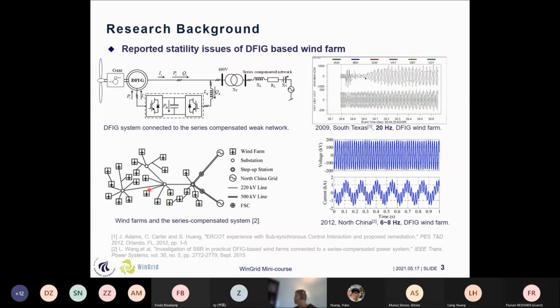And this is also the second case that was reported in North China. We can see that there are some 6 to 8 Hz oscillations of the DFIG wind farm when it is connected to a series compensated system. You can see that there is a capacitor here, which means that it's series compensated. So you can see that in the real cases of wind farms connected to a weak grid, especially for the DFIG-based, there are some very common oscillations happening in these phenomena. So we need to analyze what's the reason that causes this kind of oscillations, and this is the first part we are going to introduce.